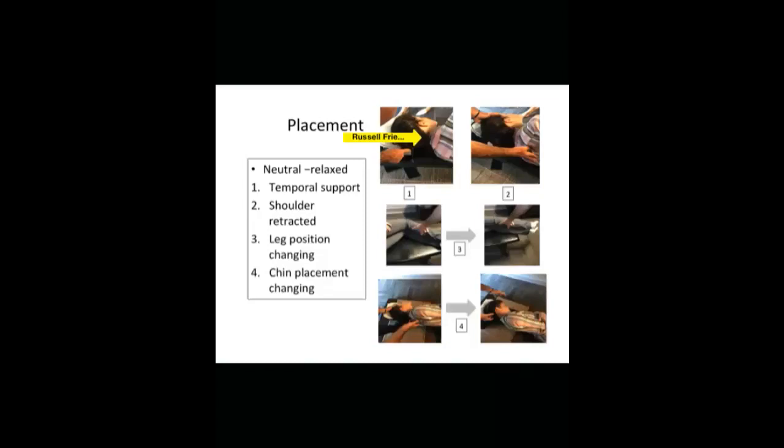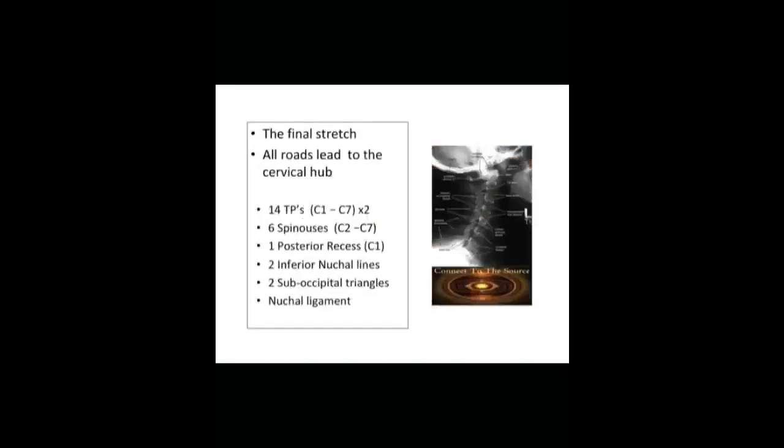So I start pretty much everybody in a temporal support, which is just about above the ear. I start them in a neutral position in their legs, and I start them in the neutral cervical curve, and I have them just relaxed. I try to get their shoulder up underneath them. And then I just start going nice and easy. The final stretch comes with my piezoform.